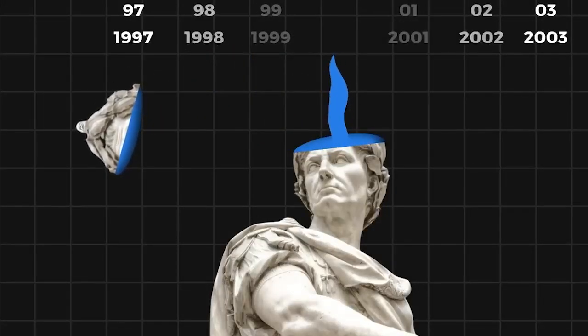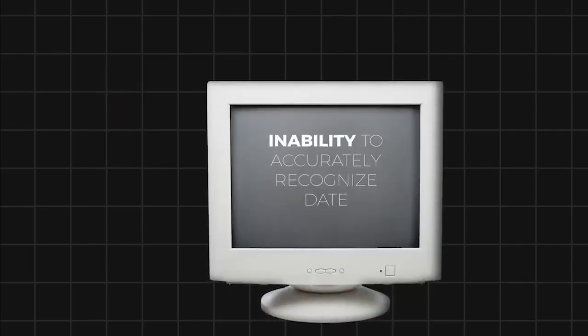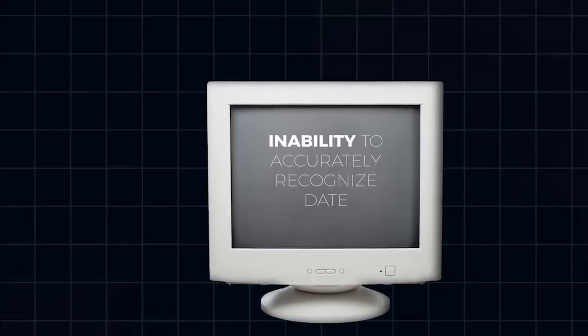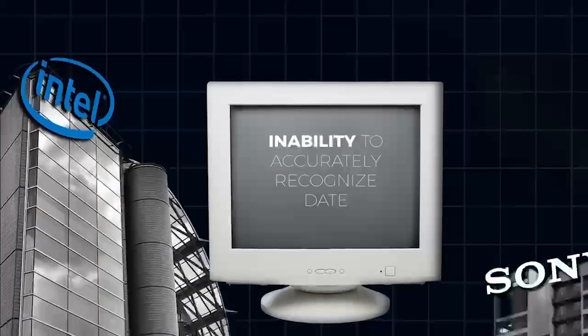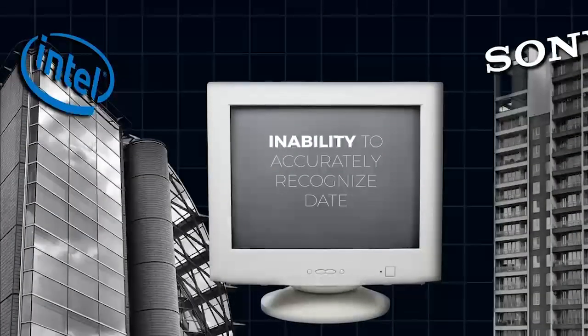There was confusion because it was hard to determine if a year like 2000 referred to the actual year 2000 or the year 1900. Computer systems' inability to accurately recognize dates had the potential to cause major disruptions to global infrastructures in industries that heavily depend on computers.